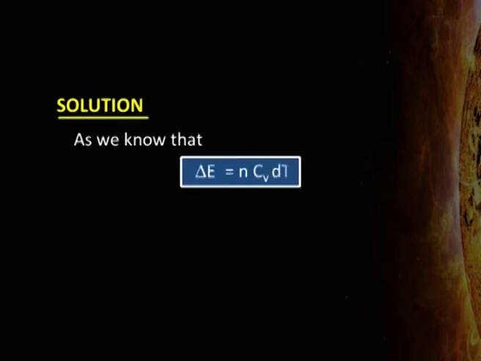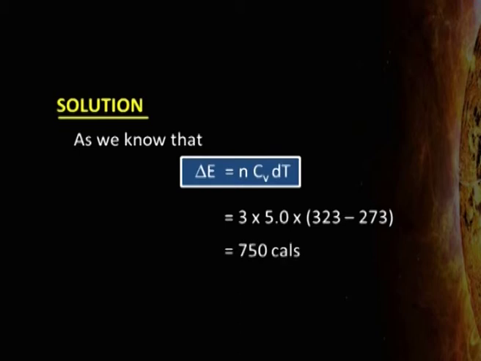As we know that delta E is equal to n Cv dT, therefore, putting the values, we will get delta E equal to 3 multiplied by 5 multiplied by (323 minus 273), which is equal to 750 calories.